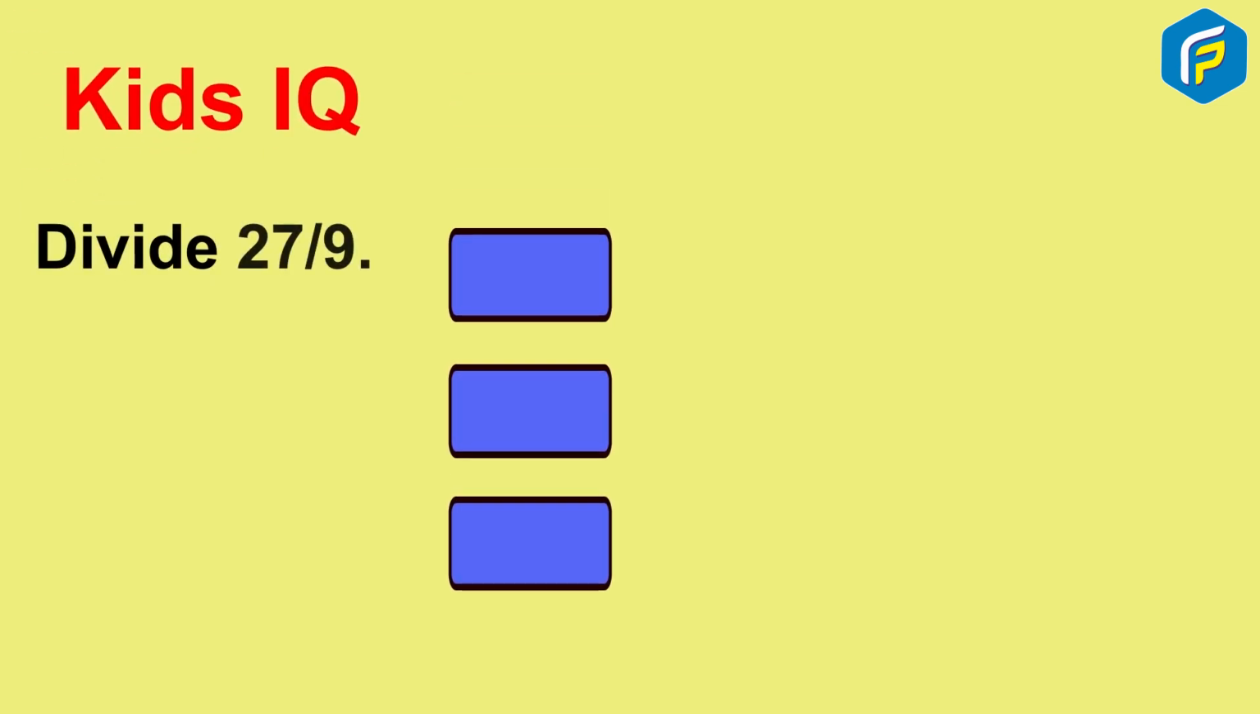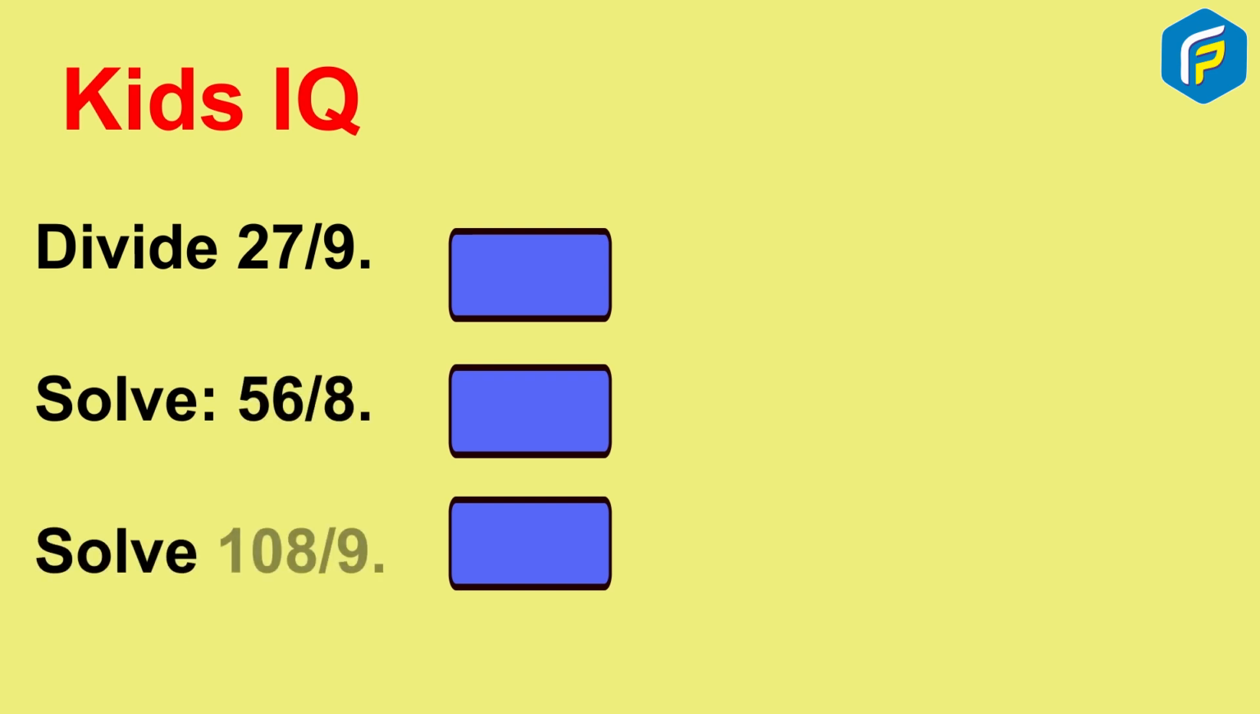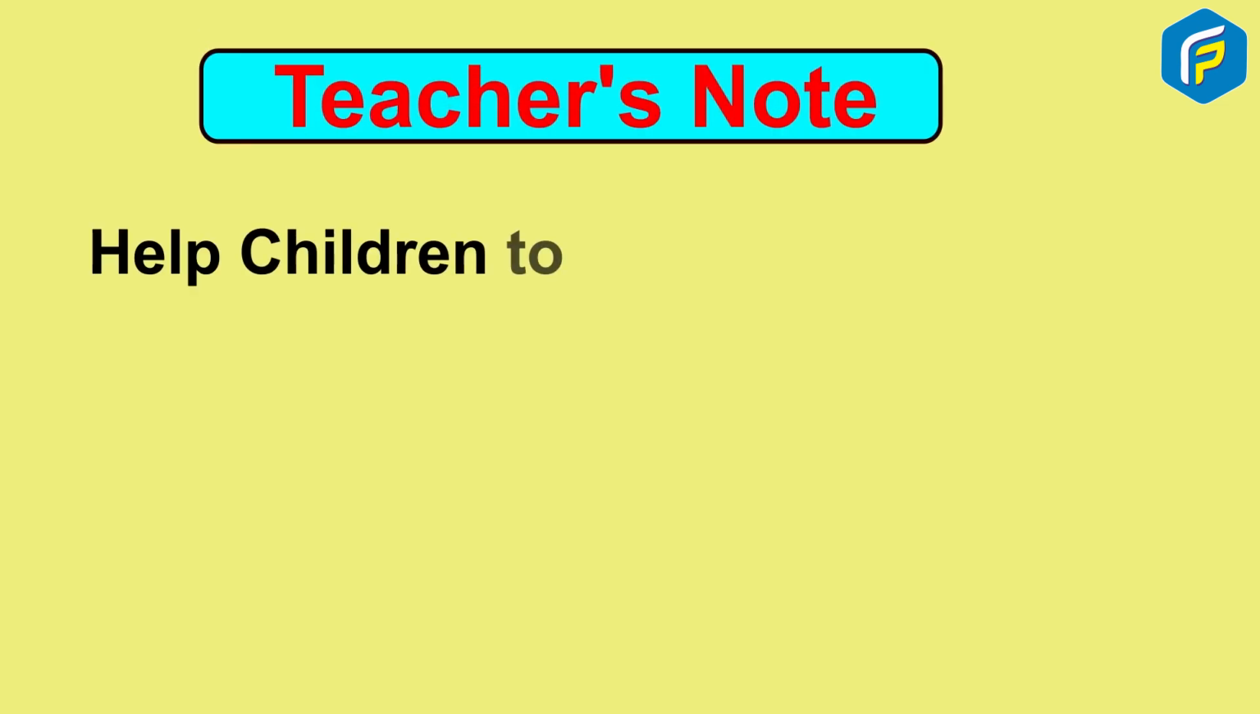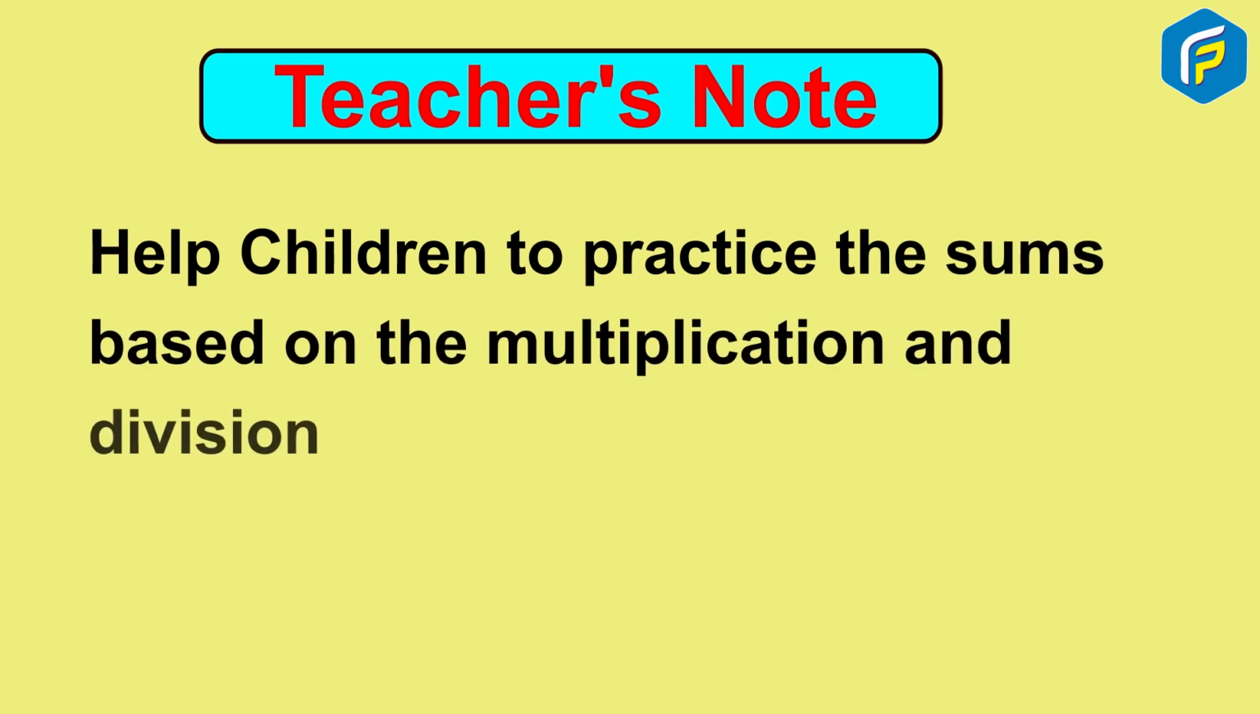Kids IQ. Divide 27 by 9. Solve 56 by 8. Solve 108 by 9. Do you find timetable easy to learn? Teacher's note. Help children to practice the sums based on the multiplication and division of fractions.